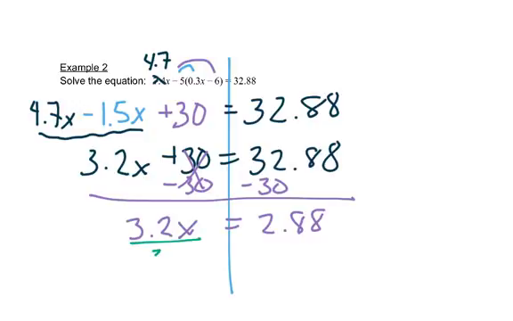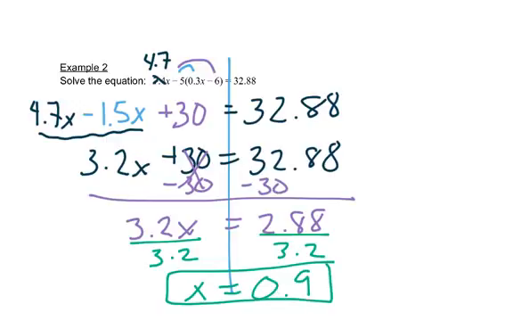And then we'll divide by the number that's in front of the x. So if I do 2.88 divided by 3.2, I get 9/10 as my answer.